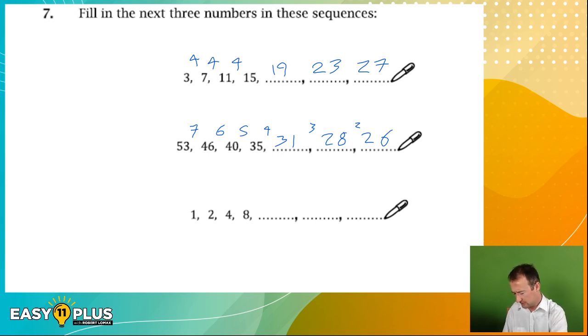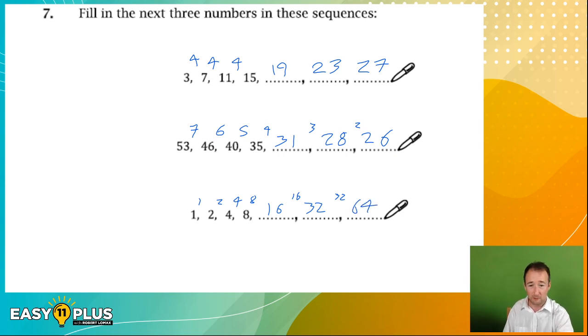Right, 1 to 2, 1, 2 to 4, 2, 4 to 8, 4. Look, the differences are doubling each time, so it's going to be 8, takes us to 16. This is going to be 16, takes us to 32. This is going to be 32, takes us to 64.